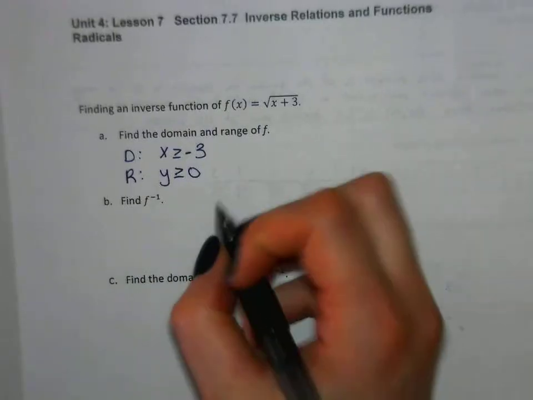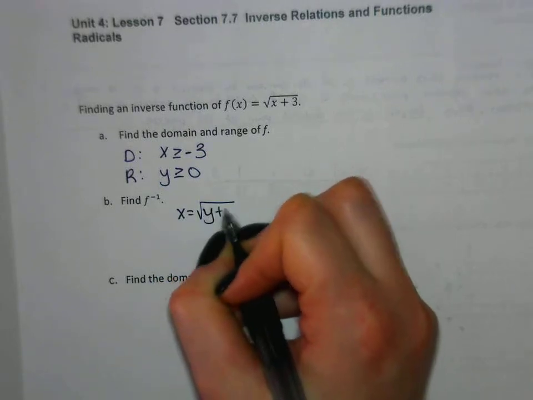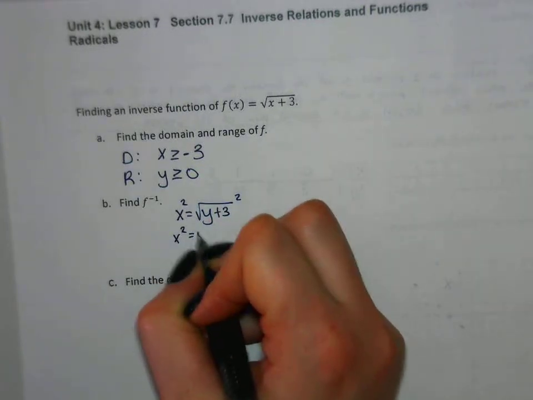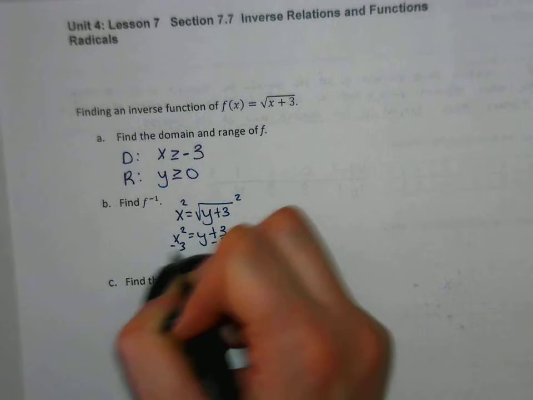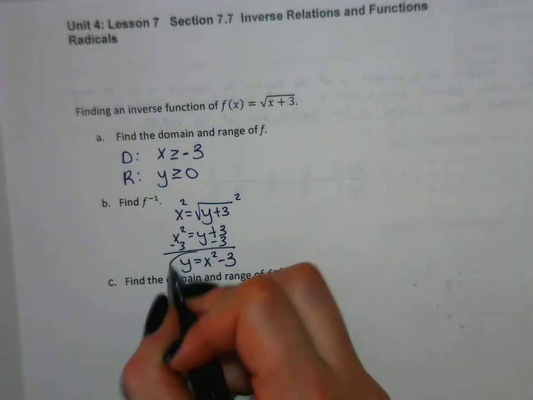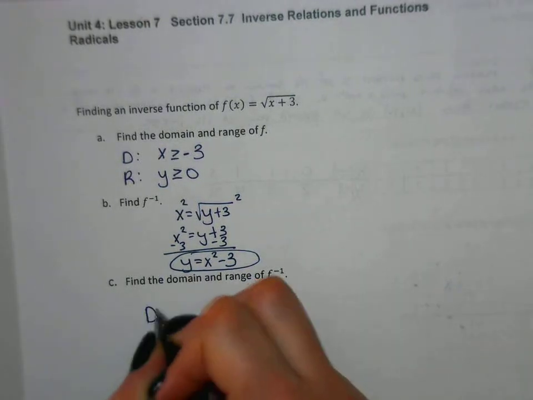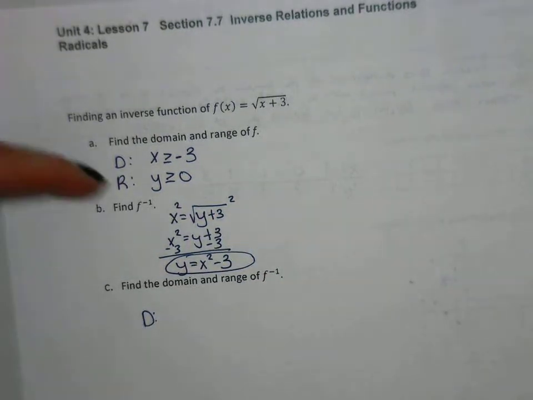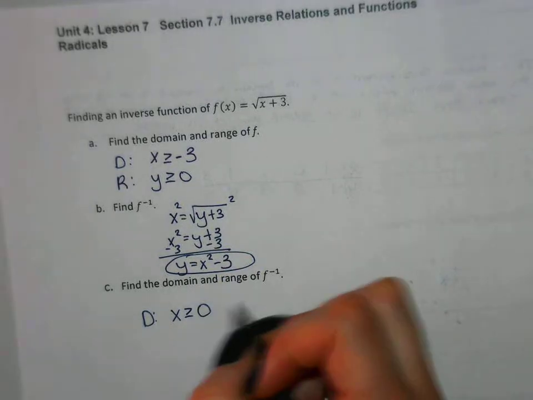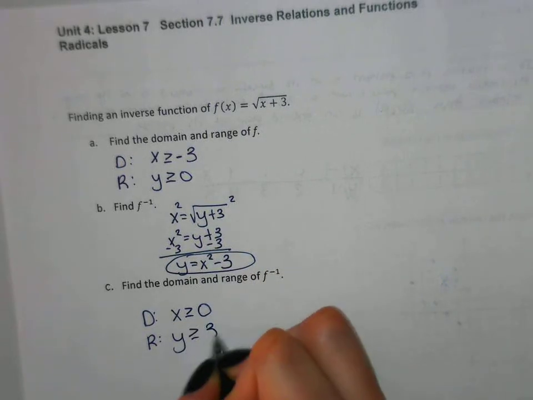So let's find the inverse. So x equals the square root of y plus 3. I want to square both sides. So x squared equals y plus 3. Subtract 3. So y equals x squared minus 3. So that's our inverse. To find the domain and the range of an inverse, the domain is the range of our function. So x has to be greater than or equal to 0. And our range is our domain. So y is greater than or equal to negative 3.